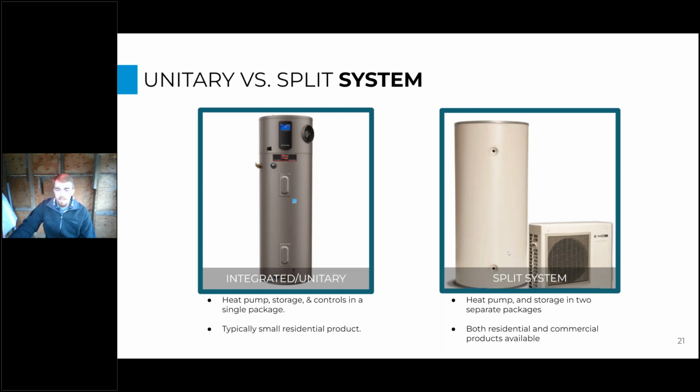It's not that the heat exchanger is in a separate area, or that the condenser is in a separate area from the evaporator. All the refrigerant's packaged in one spot, but it's sending hot water to a separate storage tank.